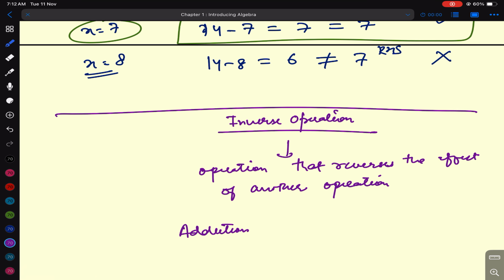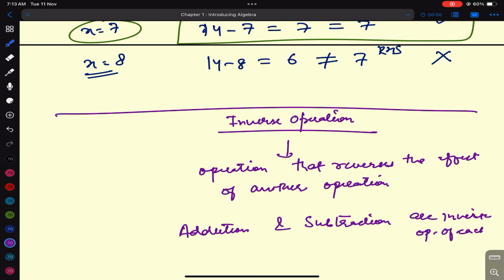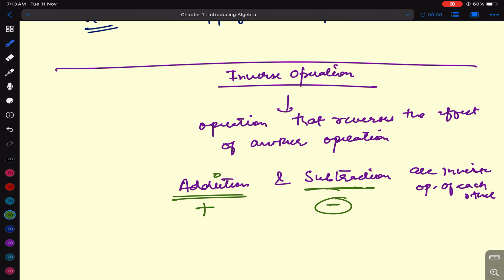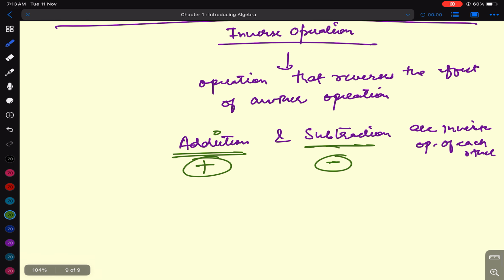So for example, let's take two operations, which are addition and subtraction. Now we know that when something is added, what is going to reverse that? Obviously the subtraction, right? So we can say on the basis of this that addition and subtraction are the inverse operations to each other. Okay, so subtraction is going to reverse the effect of addition, and addition is going to reverse the effect of subtraction. That's what makes them the inverses of each other. Clear?